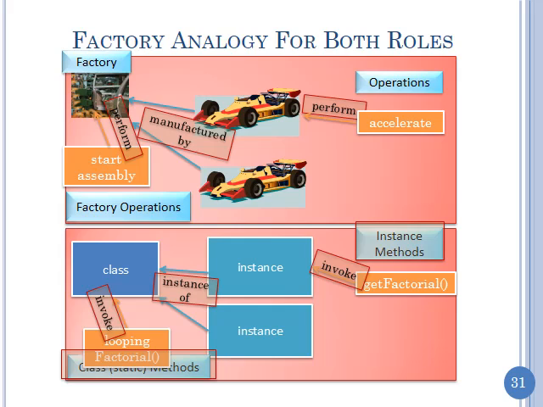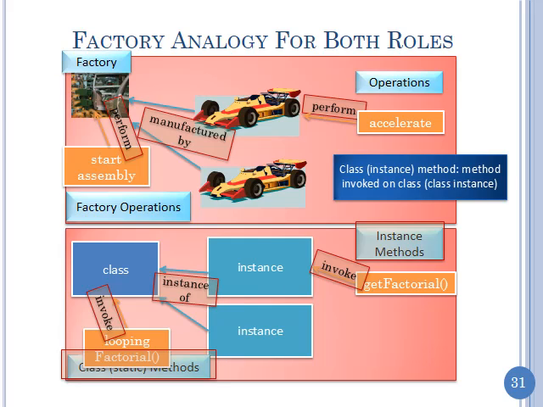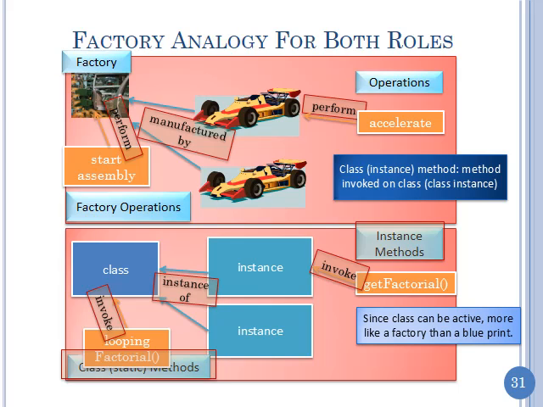Questions? So a class method is invoked on the class, an instance method is invoked on the class instance. Okay? Since a class can be active with state and so forth, it's more like a factory than a blueprint. If you come from C++, they often use the word blueprint there, even though there are static methods there too. But in Smalltalk, they didn't call these static methods, they called them class methods, which is what I will do also, because they're invoked on the class. The fact that they're static is just an implementation thing.